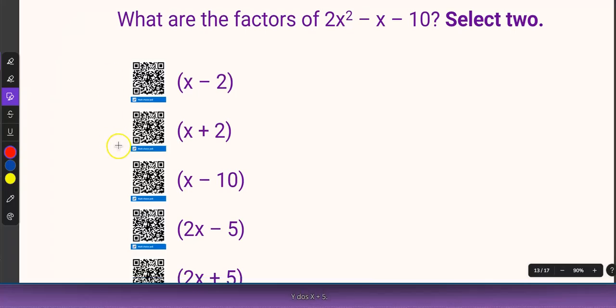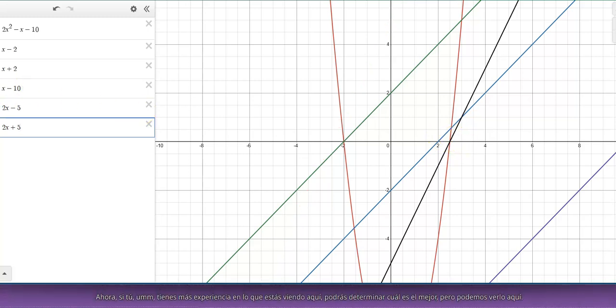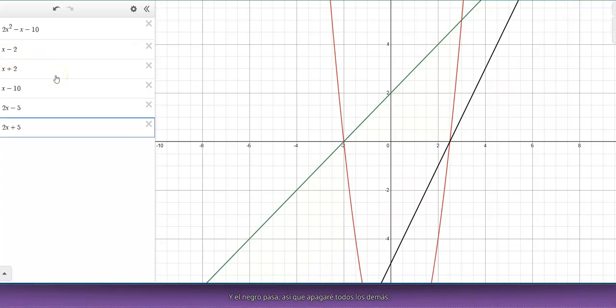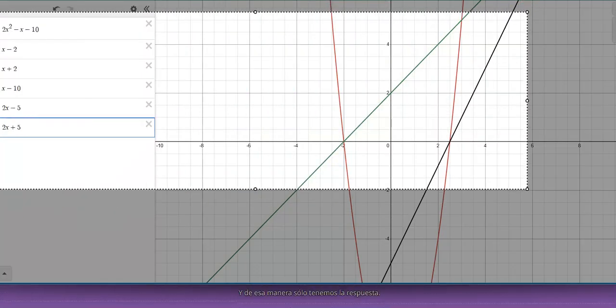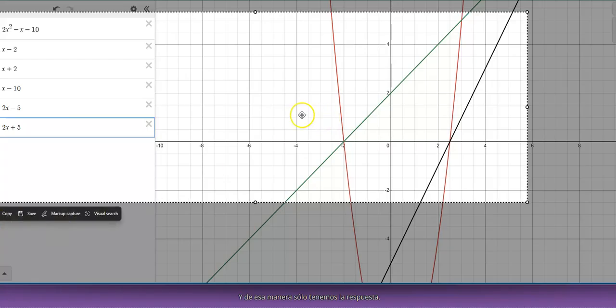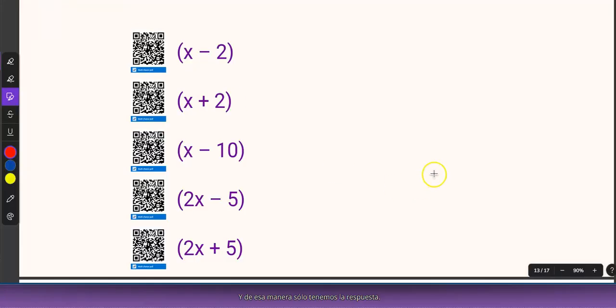Now, if you have more experience in what you're looking at here, you would be able to figure out which one is the best. But we can see here that green and black go through, so I'm going to turn off all of the other ones. And that way we only have the answer. Okay, so we only have the green and the black. So that was 2x minus 5 and x plus 2.